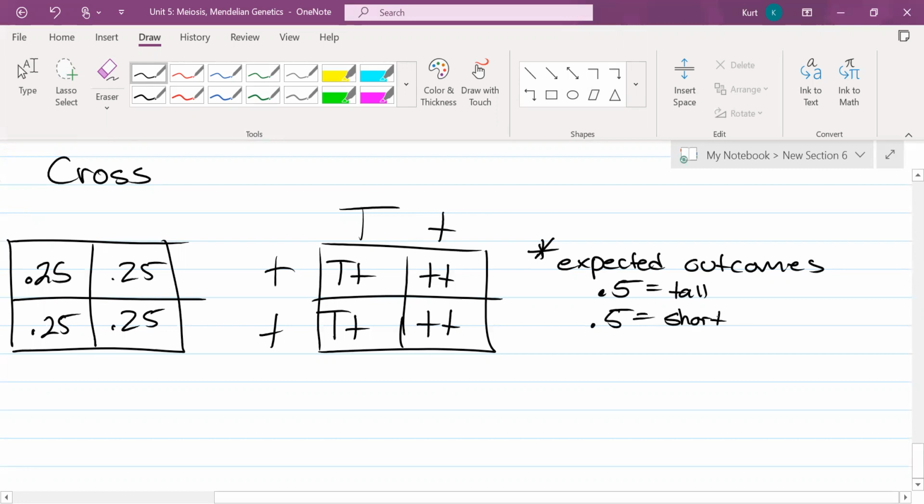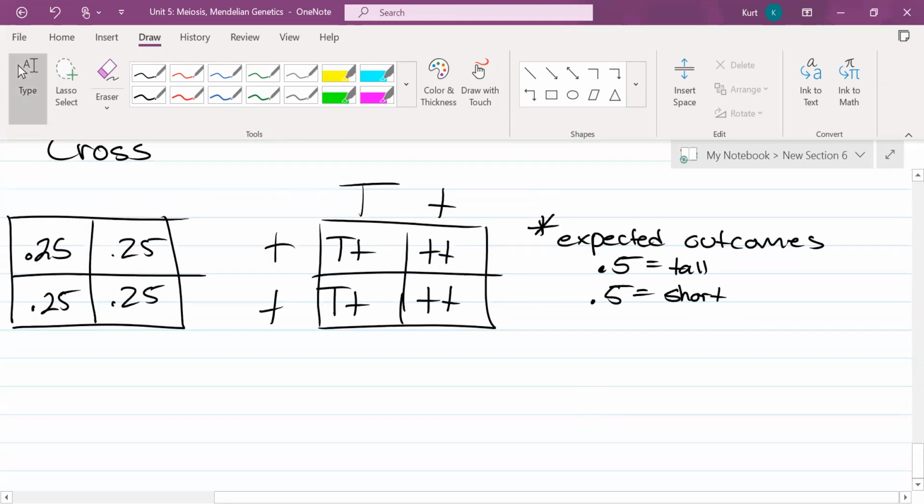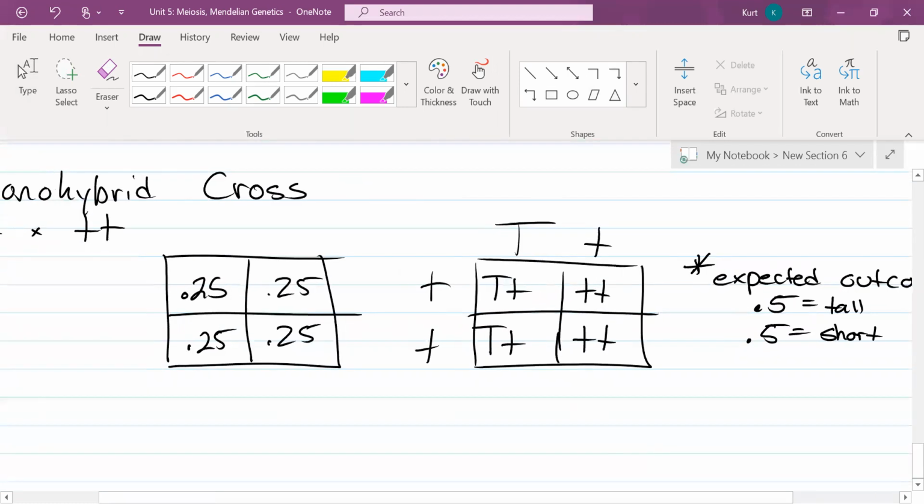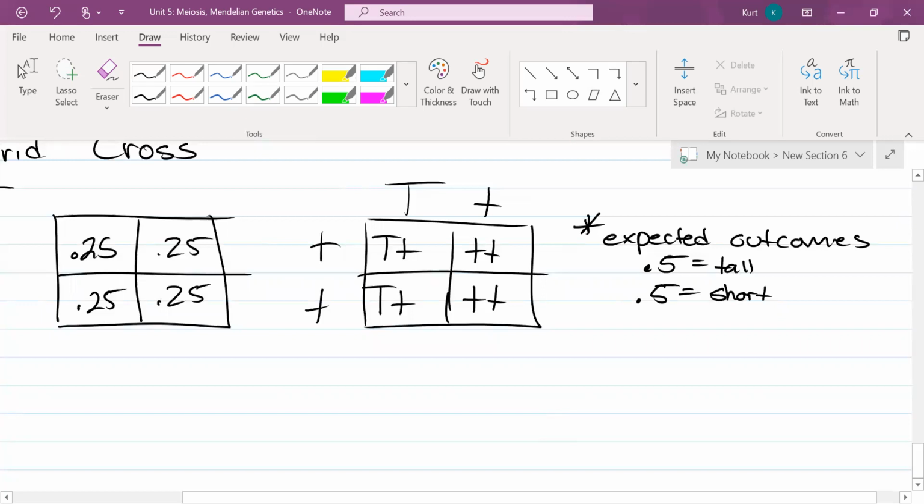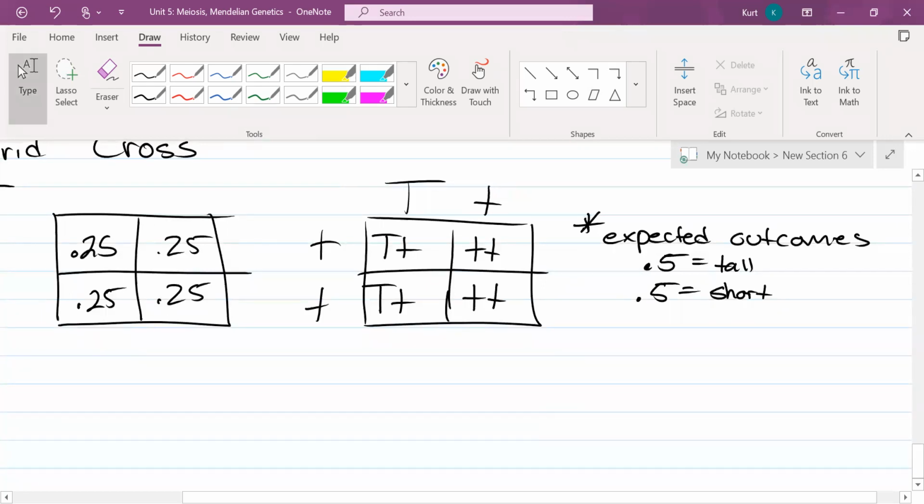What math equation did we learn this year that has to do with expected and observed? Chi-squared. It's pronounced chi-squared. So I want to use this example of monohybrid crosses to review chi-squared with you. So let's say that I do, here's my problem. I cross a heterozygous plant with a homozygous recessive plant.